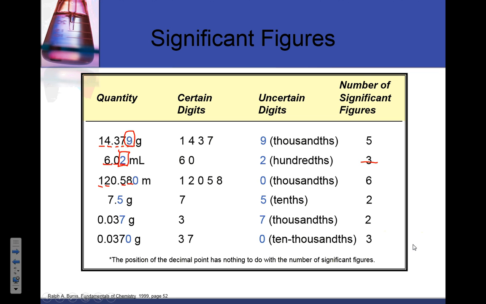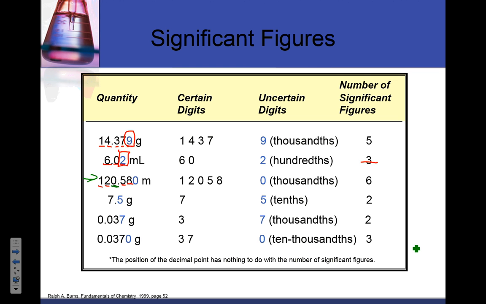So, where we left off, let's go back again. We were on this 120.580. Now, the 1, the 2, the 5, and the 8 by rule 1, all of those were non-zeros. They all have to count, so that gives us at least 4. This is a 0 in between 2 non-zeros, so that's got to count. And that gives us 5.